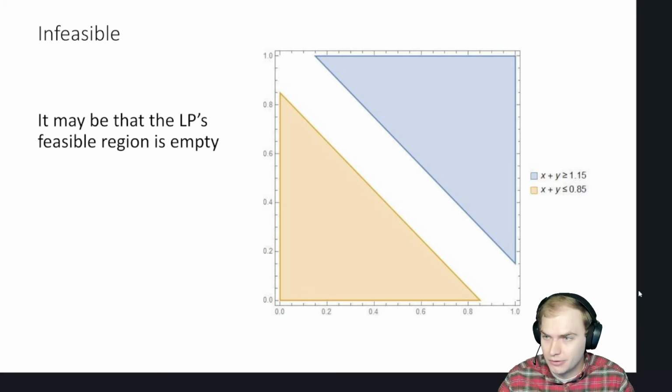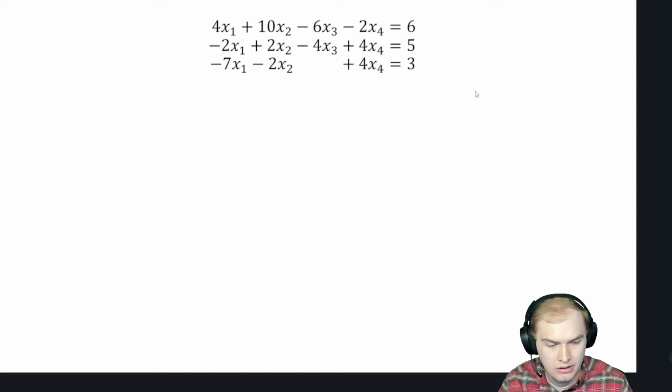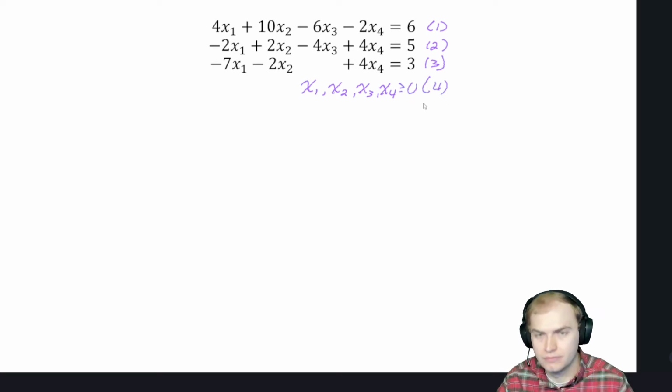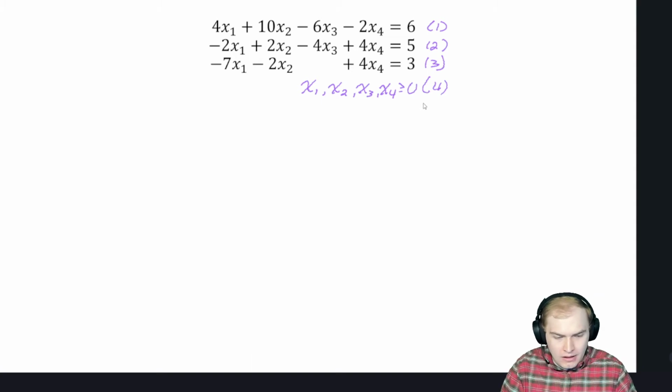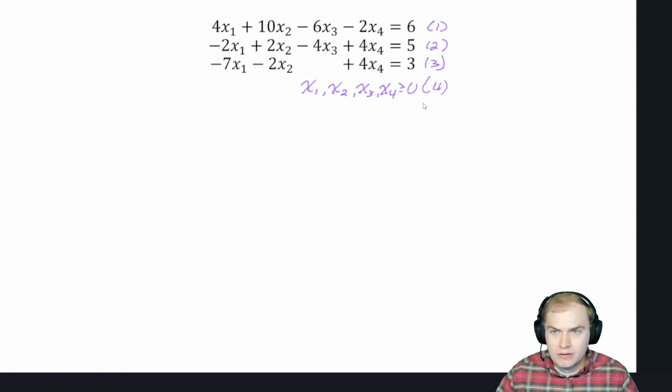Now, a more complicated system may be more difficult to show. So I'm going to call these 1, 2, 3, and of course non-negativity is 4. And we want to show that this system is infeasible.